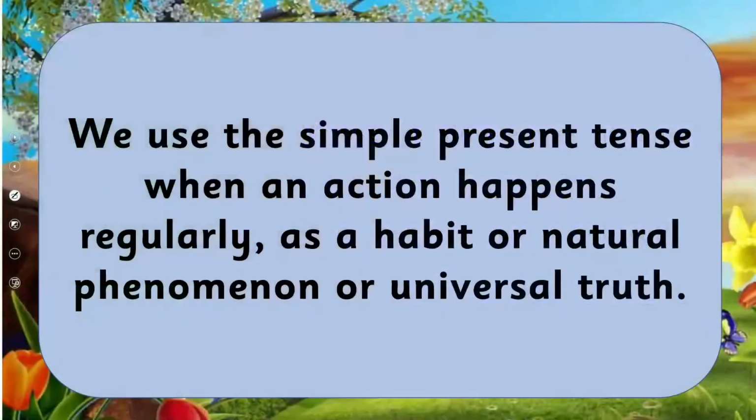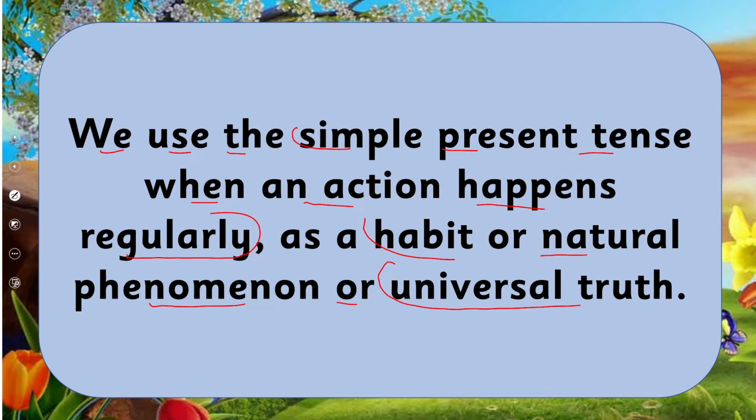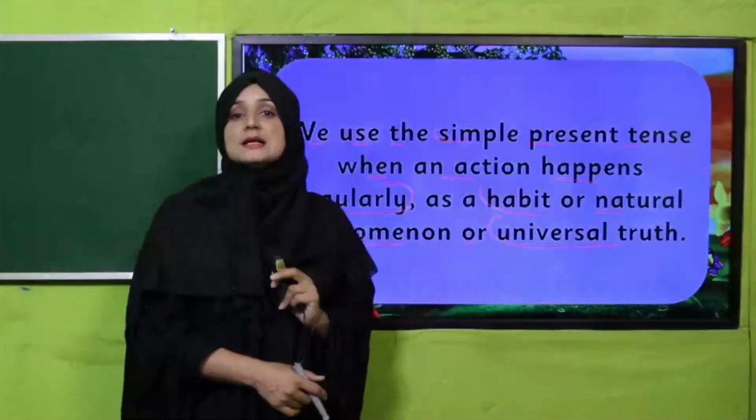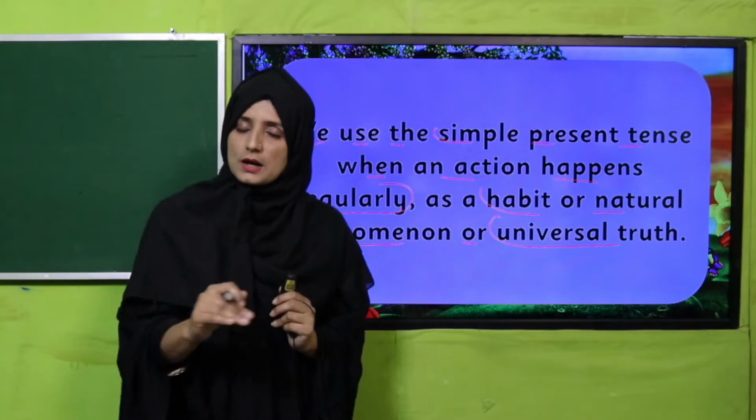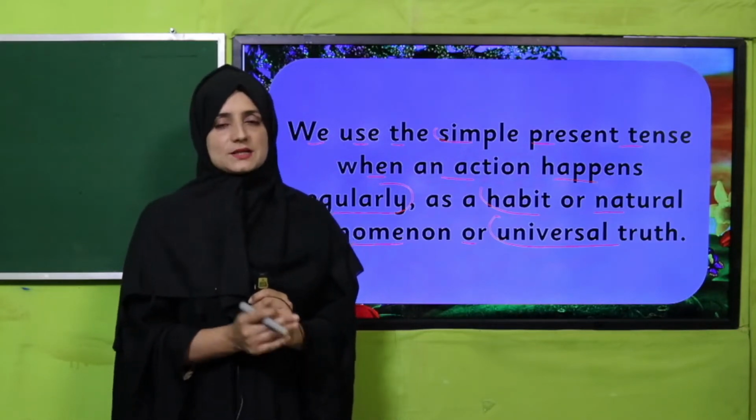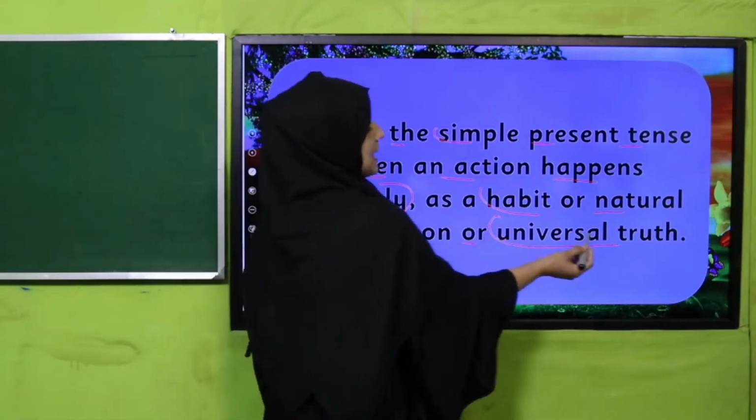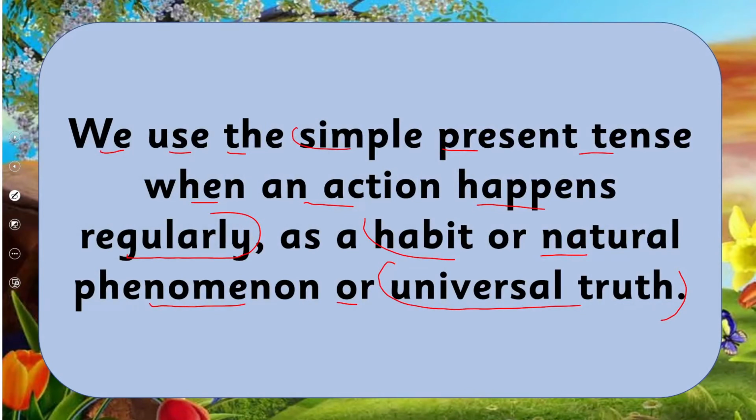See, we use the simple present tense when an action happens regularly as a habit, or a natural phenomenon, or a universal truth. We already discussed that. We know that there are 3 times, and today we are going to discuss simple present tense. So what is simple present tense? Simple present tense always shows an action that happens on a regular basis, that are our habits, things we do regularly. Simple present tense also shows universal truth. What is universal truth? Universal truth cannot be changed. It is a fact, and a fact can also be described in simple present tense.